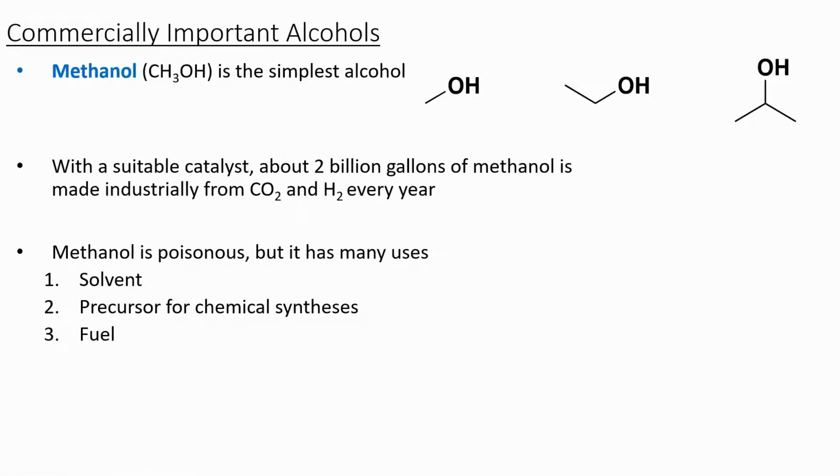There are a few alcohols, and these are the lowest molecular weight alcohols, that are extremely important in industry, with billions of gallons of them being produced and used each year. So methanol is the simplest of the alcohols, and it's just one carbon, one methyl group attached to the OH. 2 billion gallons of methanol are made from carbon dioxide and hydrogen gas every year. Methanol itself is actually poisonous, but it has many uses. It's a great solvent. You can convert it into other molecules, or you can burn it as a fuel.